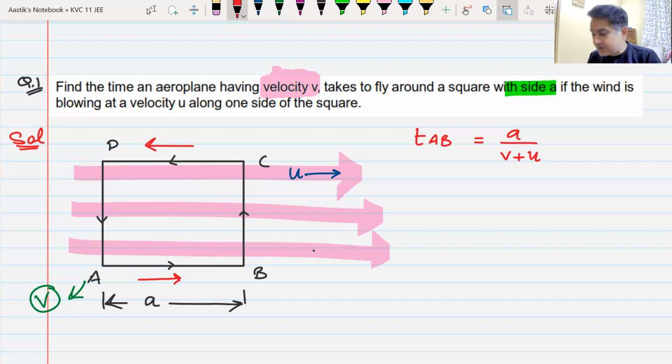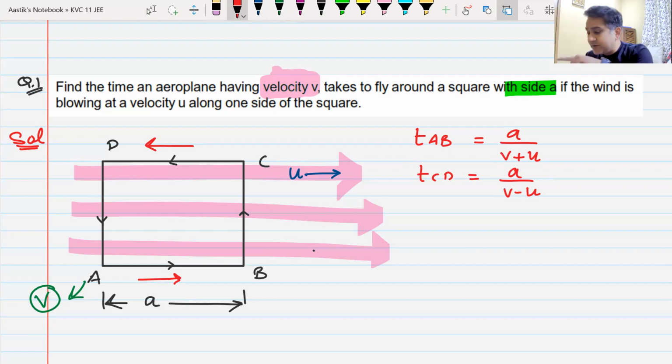See, everything is getting added up now. The time taken to come from C to D is an upstream problem. Yes or no? River flowing like this, I going like this. So A upon V minus U. So these two problems are downstream and upstream problems. Then the other two problems are replicas of the problem I had done just now, right?